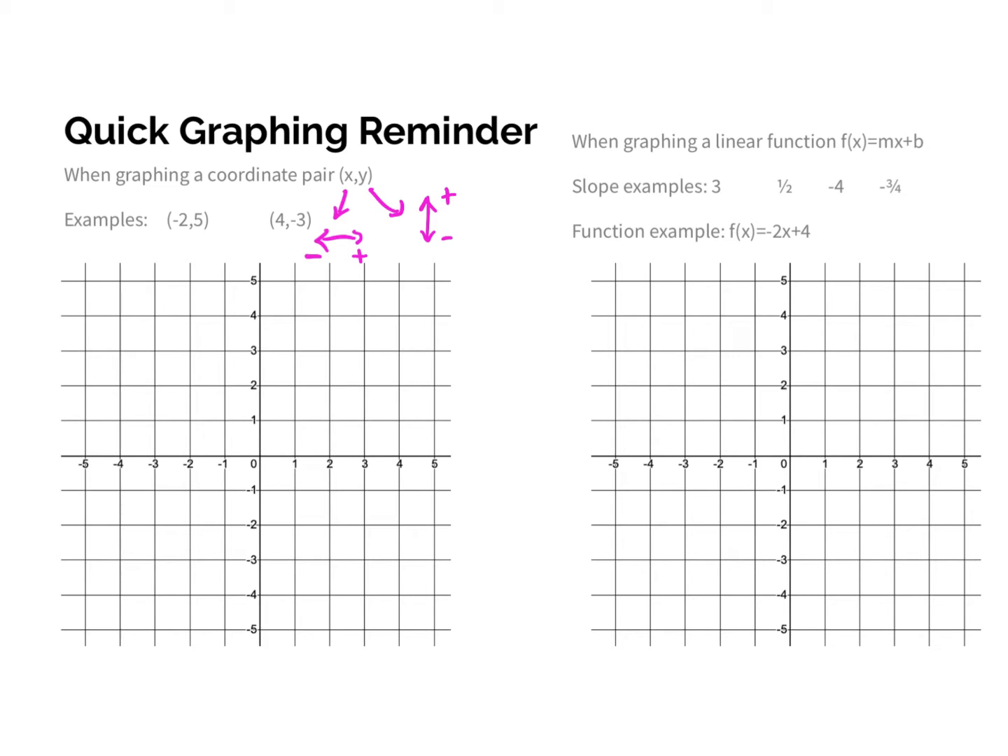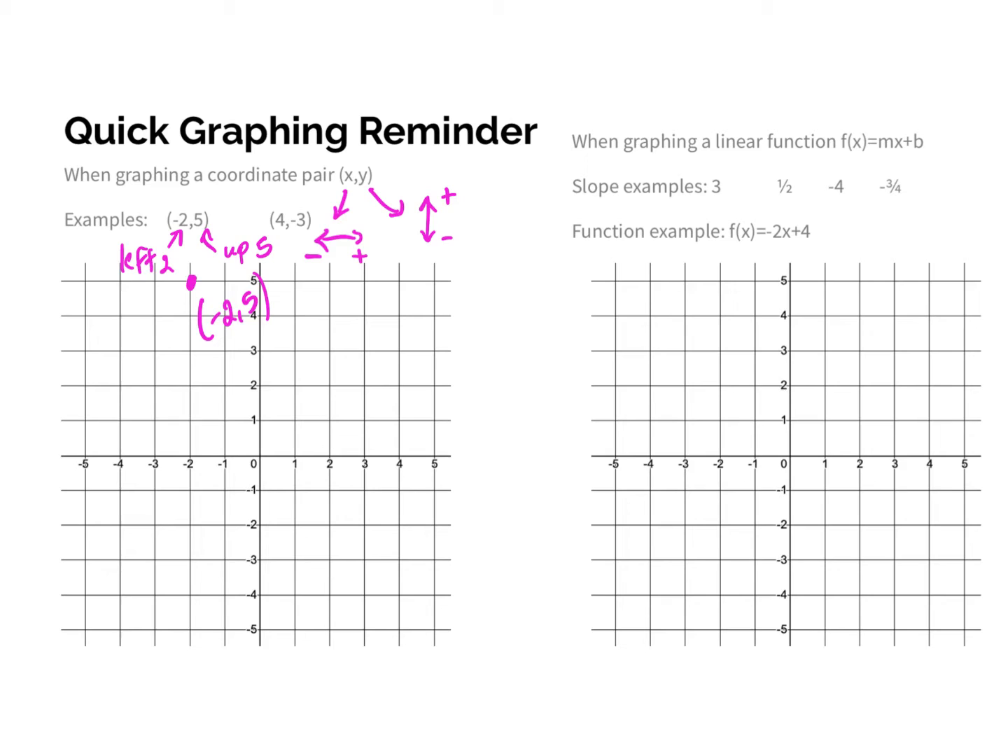So if I'm graphing the point -2, 5, when I'm graphing a point, and not when I'm graphing an equation, but when I'm graphing a point specifically, I'm always going to start at the origin, 0, 0. So to graph -2, 5, I'm going to go left 2 and up 5, and I'm going to make that point. So that tells me left 2 and up 5.